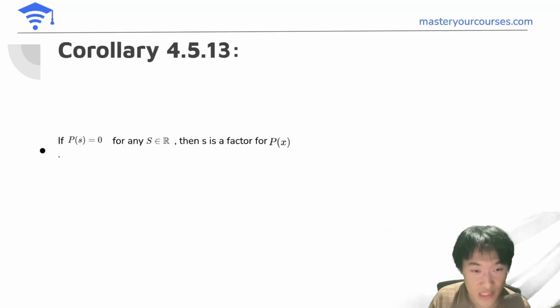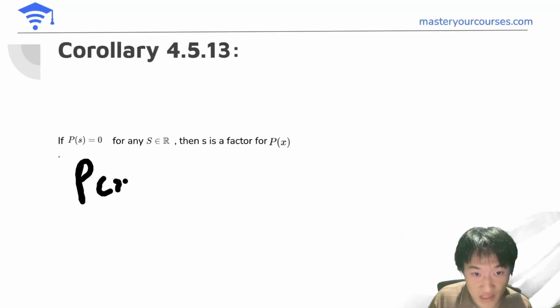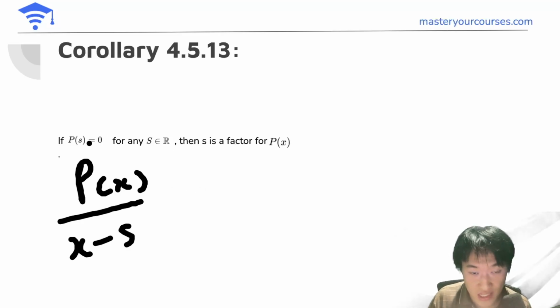Now, if this p of s is equal to 0, then s is actually a factor for p of x, meaning because p of s is the remainder for a division of p of x divided by x minus s, right? If the remainder of this is equal to 0, then what does that say about x minus s? x minus s is a factor for p of x. So that's what this is saying.